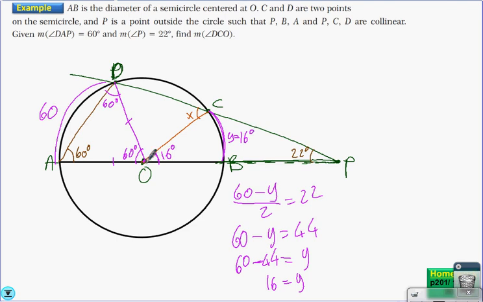So to find x, now here we have the tricky point. To find x, we will use this triangle, C, O, and P. Inside triangle COP, the two interior angles sum to the exterior angle. So x is equal to the exterior angle, which is 16 plus 22, which makes 38 degrees. Thank you for listening.